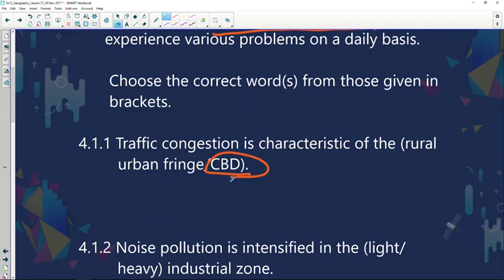So traffic problems are massive usually in the CBD. The CBD is the Central Business District. If you take Johannesburg, for example, Braamfontein, Yeoville and Hillbrow, it's absolutely a nightmare, usually in the mornings and just between 5 and 6 o'clock in the afternoons.